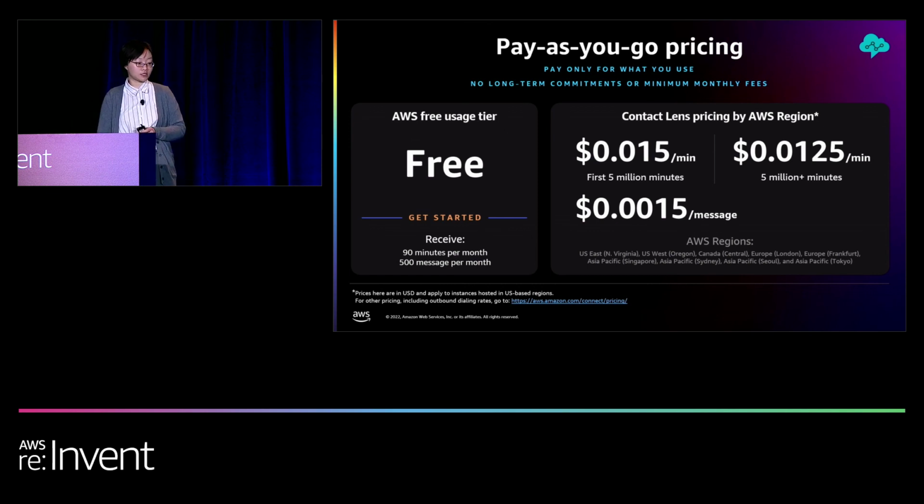Contact Lens conversational analytics for chat is available in all the regions where the voice analytics is available. That includes all the AWS regions in North America, Europe, and Asia Pacific. We also support 21 different languages in all the regions, and we keep adding more and more every year.